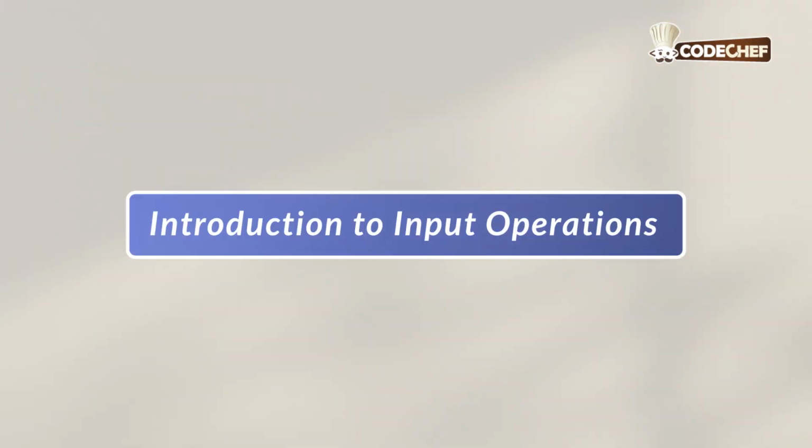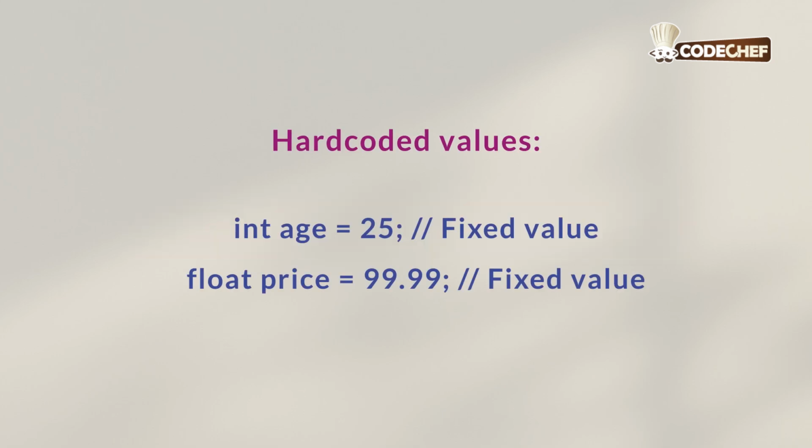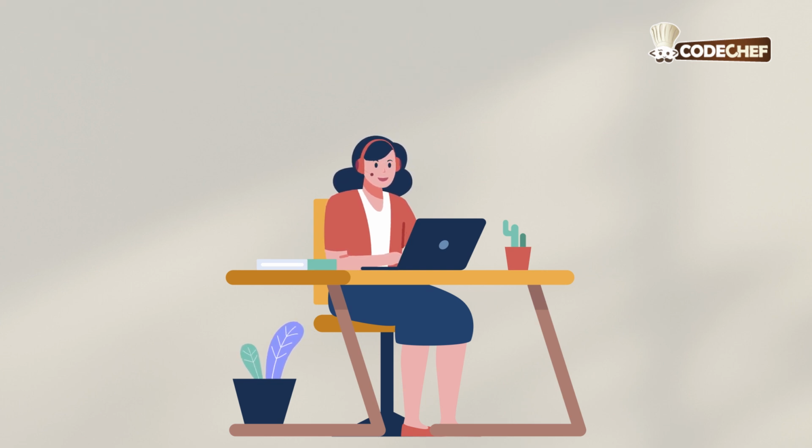Now let's talk about input operations in C. So far, all our programs have used hard-coded values. For example, int age is equal to 25, which is a fixed value, or float price is equal to 99.99, which is again a fixed value. This is fine for learning, but real programs need to be interactive.